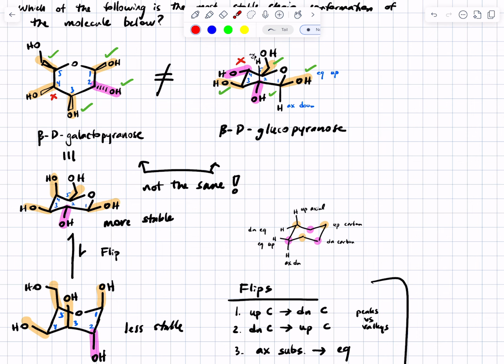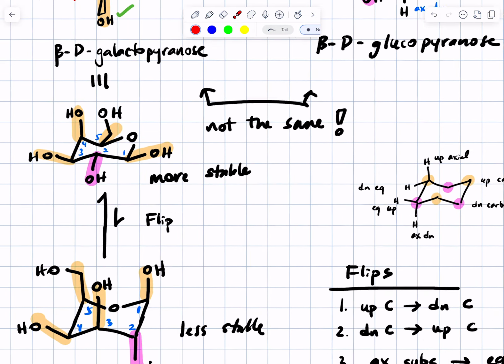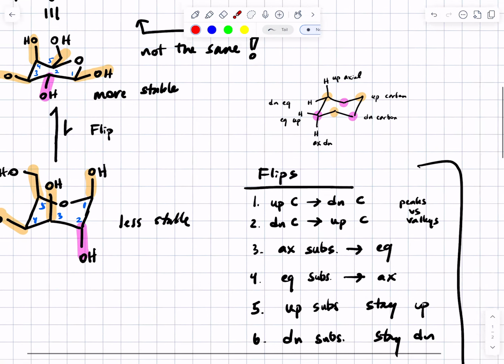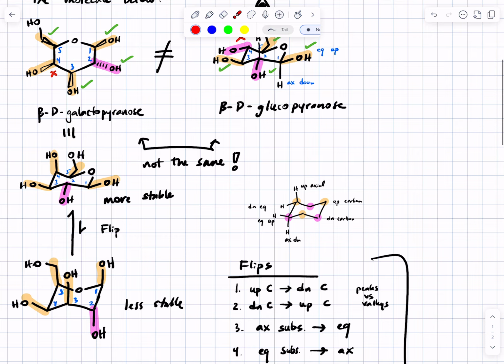Yes? When you're drawing the original chair conformation, how do you decide what's equatorial and what's axial? Is it based on the wedges and dashes? Yes, it's based on the wedges and dashes, and then which carbon you choose to start drawing on.